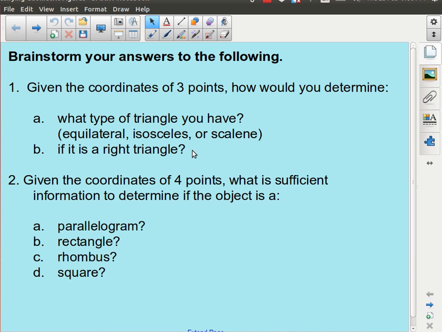How would you be able to determine whether or not you have a right triangle? What is the definition of a right triangle? It means that one of the vertices, or one of the angles at a vertex, is a 90-degree angle, which means that 2 sides meet at a 90-degree angle. What principle could you use to determine that?